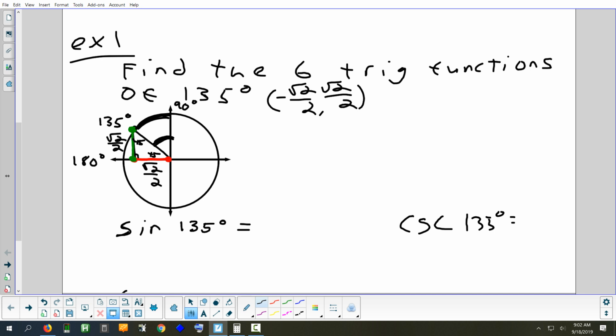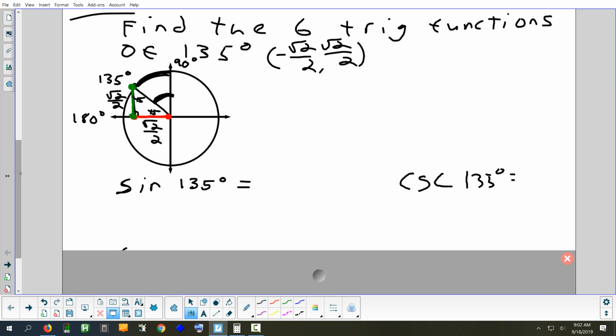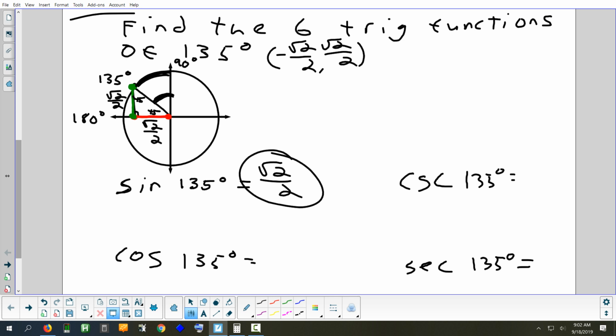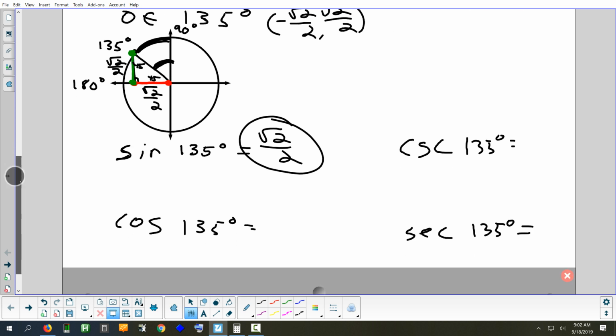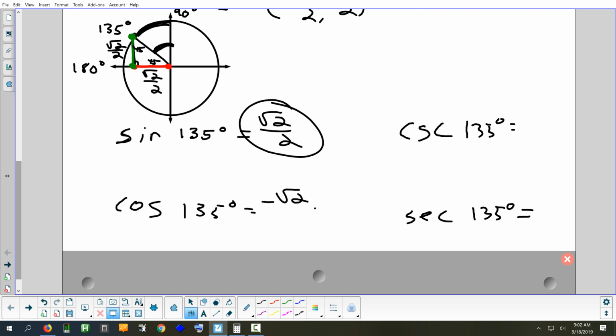Brianna, what would be the sine of 135? Square root of 2 over 2. Yep, it's the y value. So square root of 2 over 2. That's it. Sebastian, how about my cosine of 135? Negative square root of 2 over 2. Yep, just the x value. So just copy that down.